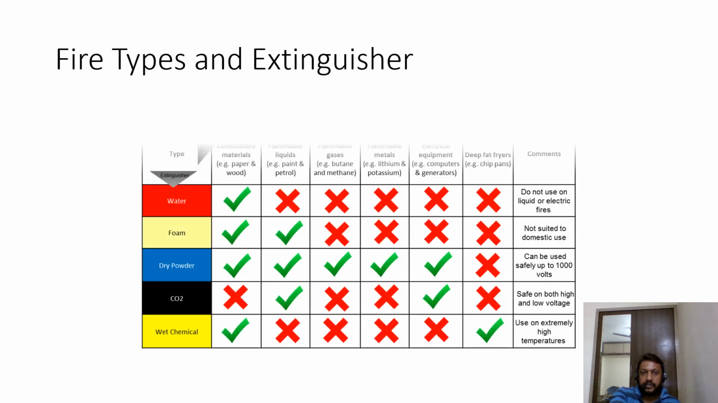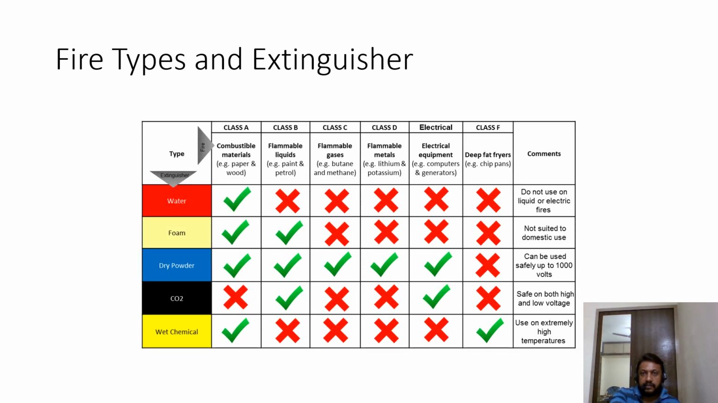Fire types and extinguishers. This is a simple chart that explains what kind of extinguisher should be used for what type of fire. Row wise you can see water, foam, dry powder, CO2 and wet chemicals, and at the top you can see class A, B, C, D, electrical and class F.